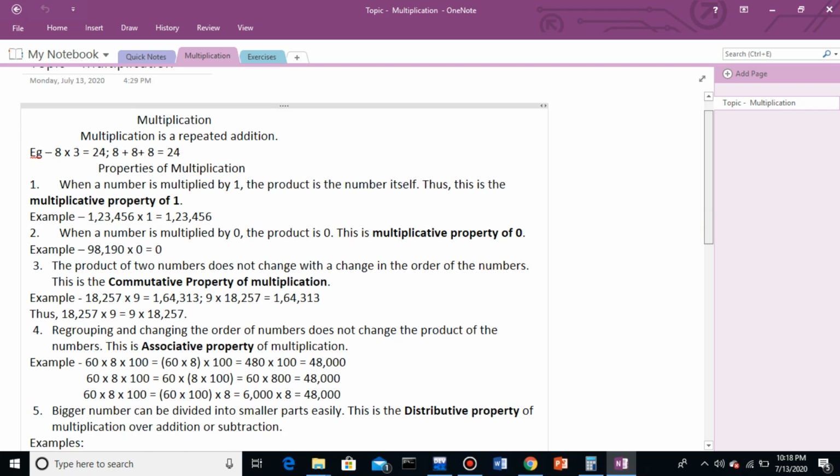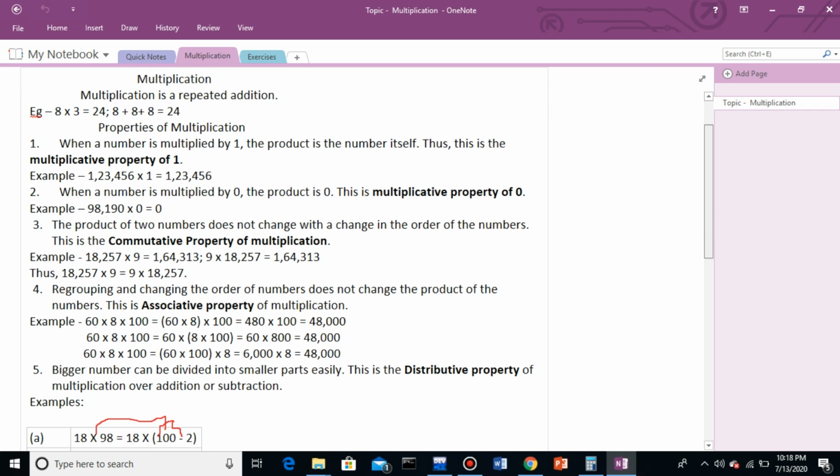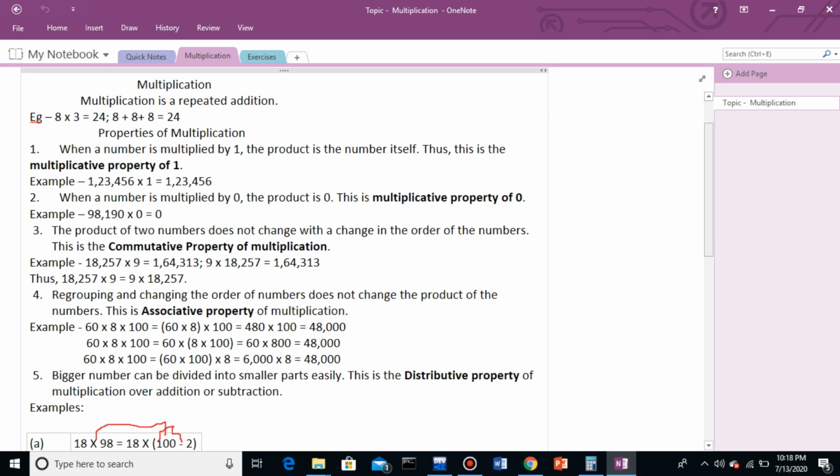So now, regrouping and changing the order of numbers does not change the product of the number. This is the associative property of multiplication. You can see the example below. 60 into 8 into 100 is equal to, if we do that with the brackets, under bracket 60 into 8 into 100 is equal to 480 into 100. First we solve the brackets, 480 into 100 is equal to 48,000.